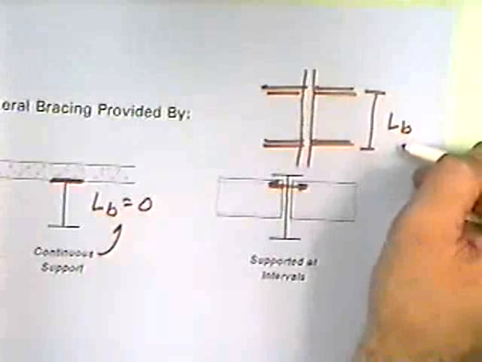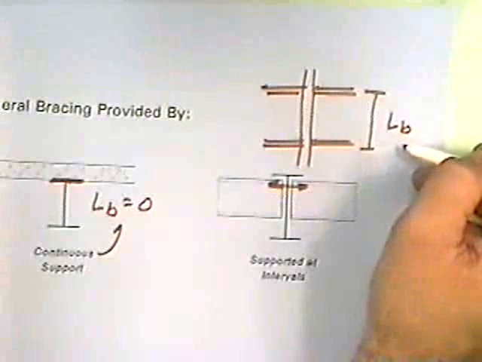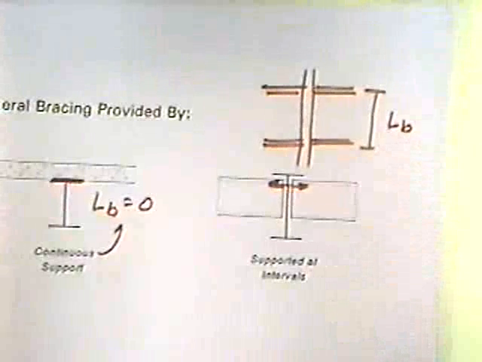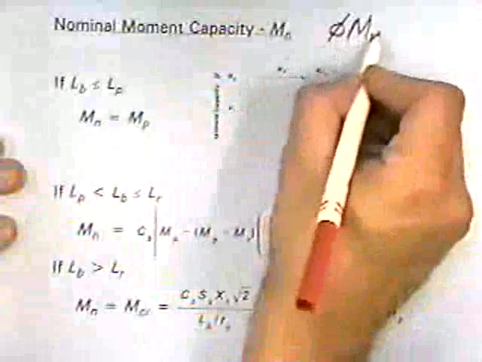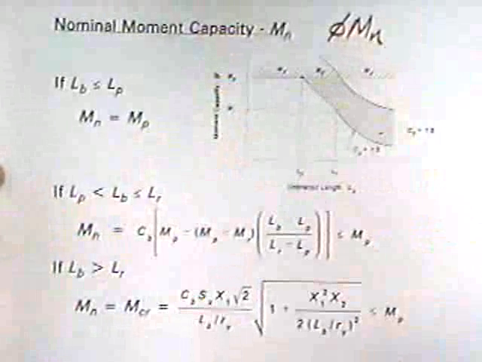When you get into the design, you're going to have to limit your moment capacity more as the unbraced length increases to prevent this type of failure. The nominal moment capacity, M sub n, which is just the design capacity without the phi factor, is given by the following sets of equations.